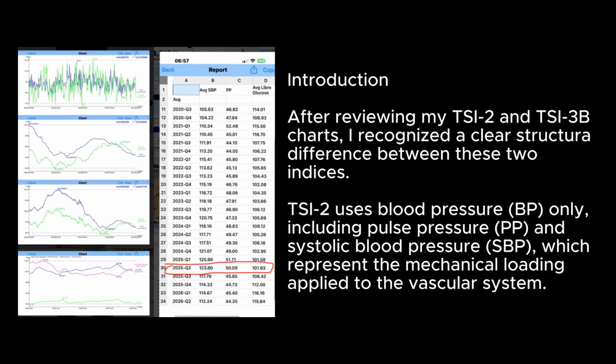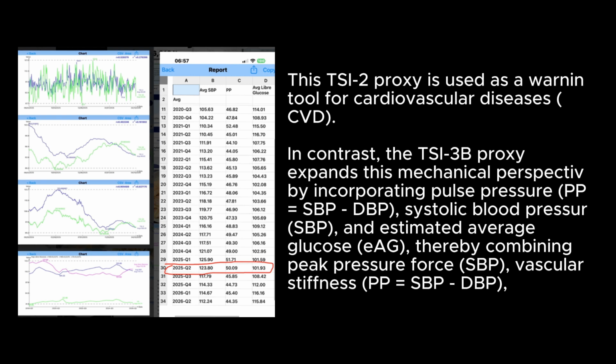Introduction. After reviewing my TSI-2 and TSI-3B charts, I recognized a clear structural difference between these two indices. TSI-2 uses blood pressure (BP) only, including pulse pressure (PP) and systolic blood pressure (SPP), which represent the mechanical loading applied to the vascular system. This TSI-2 proxy is used as a warning tool for cardiovascular diseases (CVD).